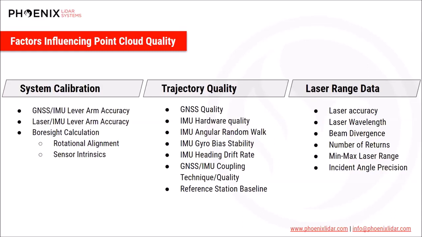As well, once we pull all this data together, we end up creating a trajectory through the GNSS and IMU coupling. So the coupling technique and quality and attention to detail through that process has a huge influence on our point cloud quality, as well as a lot of the intrinsic IMU and GNSS parameters, such as GNSS quality, the angular random walk of our IMU, the IMU gyro bias stability, as well as a good understanding of the drift rate of the IMU from the rest of those parameters.